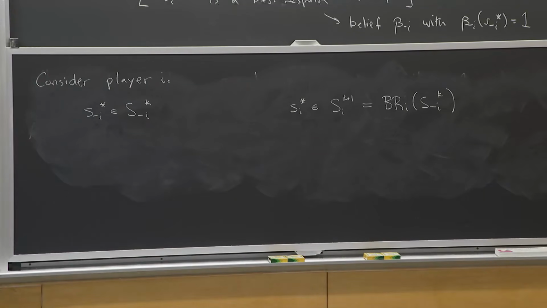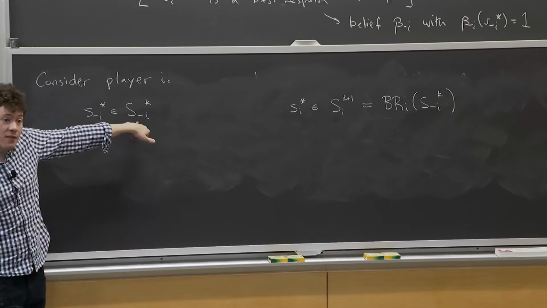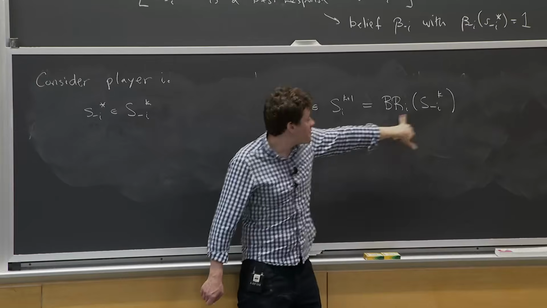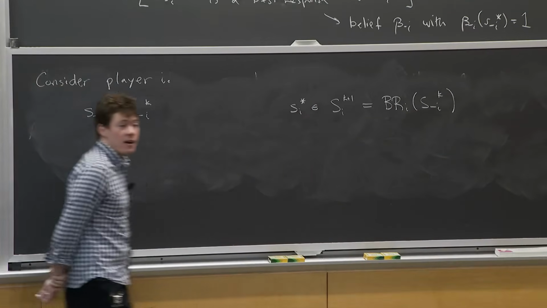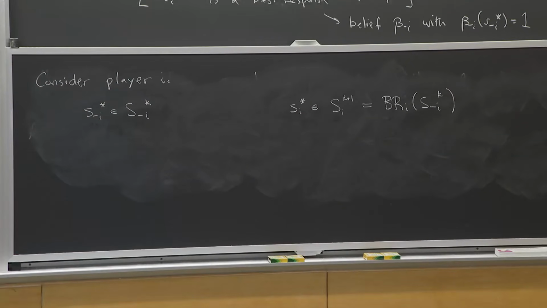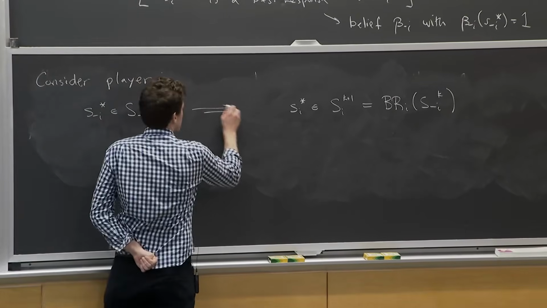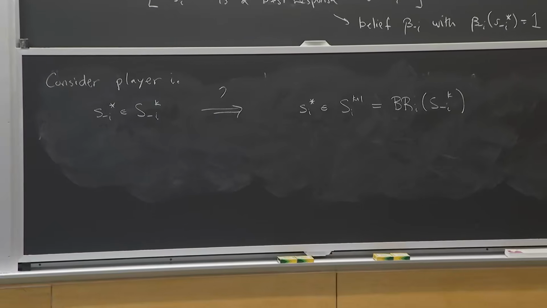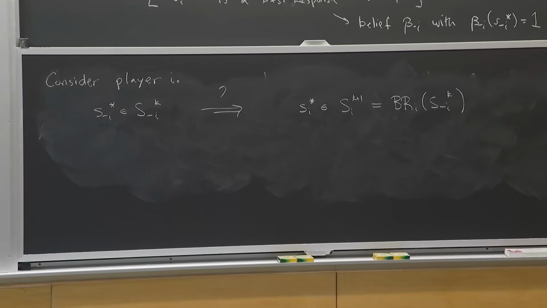So now we just have to put things together. We know that S negative I star is in S negative IK. We want to show that SI star is a best response to something in S negative IK. What's the key step? What's the leap here? So why is this true? Yeah? SI star is by definition the best response to S negative I star, and that we just showed is within S negative I k.